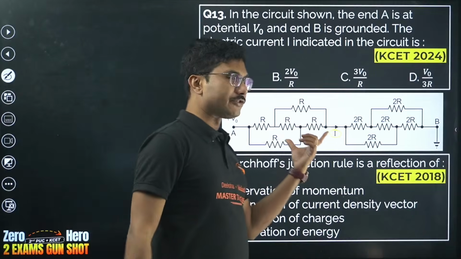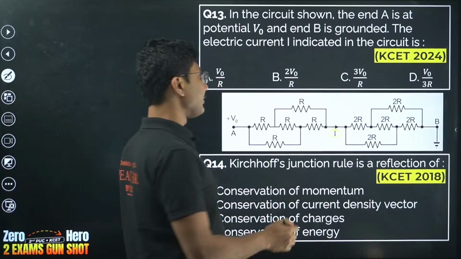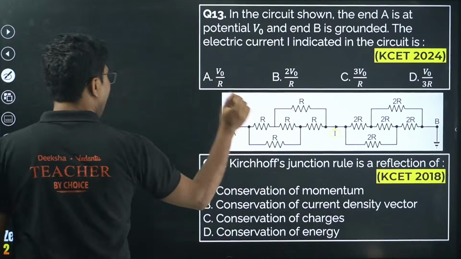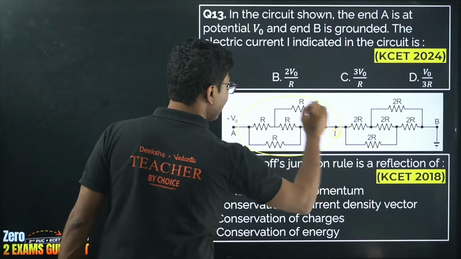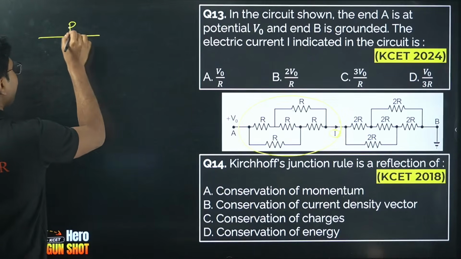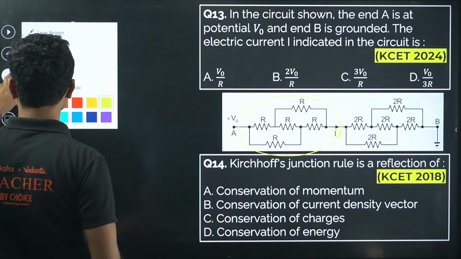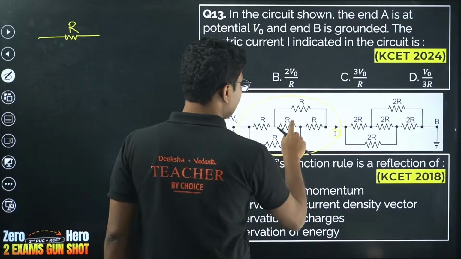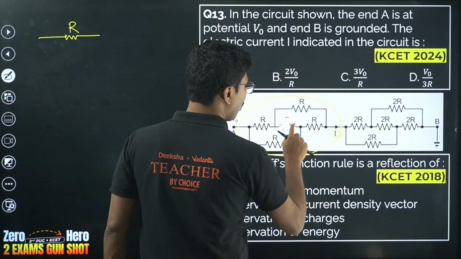In case of a Wheatstone Bridge, if all resistances are the same, the equivalent resistance is also R. So this entire thing can be simplified to be resistance R. So how to do that? First of all, it's a balanced Wheatstone bridge. Balanced Wheatstone bridge means you need to delete this portion. So this portion does not play any part. So basically it's an open portion.